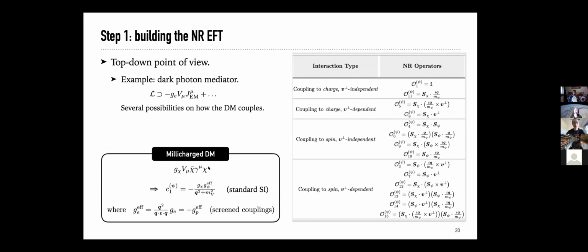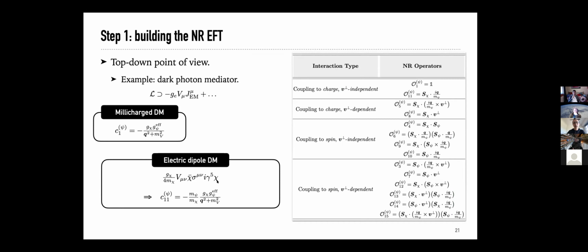But that's not the only possibility. We can as well consider a dark matter that's neutral under this dark photon, but rather couples non-minimally via an electric dipole moment. And this is the operator that we write down in the relativistic theory. And once we do the matching calculation, we see that it's a different operator, O11, that's generated in the EFT. And similarly, we can consider magnetic dipole dark matter. And here, more operators are generated in the EFT. There are 4 of them at leading order. And also, some of them would involve some effective couplings where the medium screening is taken into account.